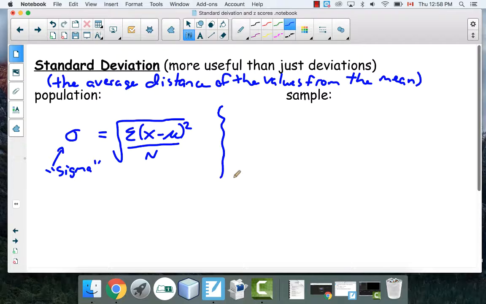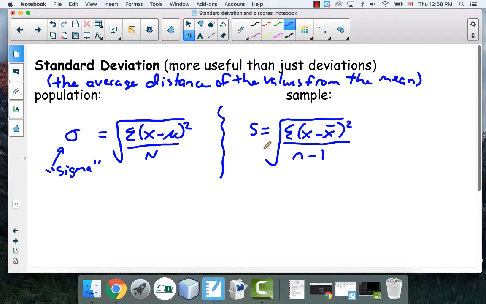Now, for a sample, it's basically the same formula, except they typically use an s. It's a big square root again, same exact thing. It will be the sum of all of the x's minus the x bar, squared, so that's the mean. And this time it's divided by n minus 1.